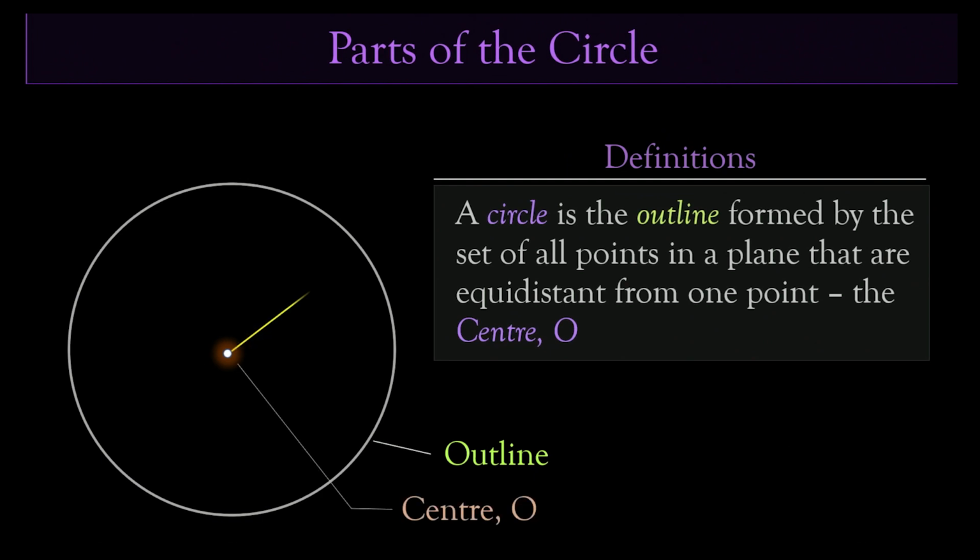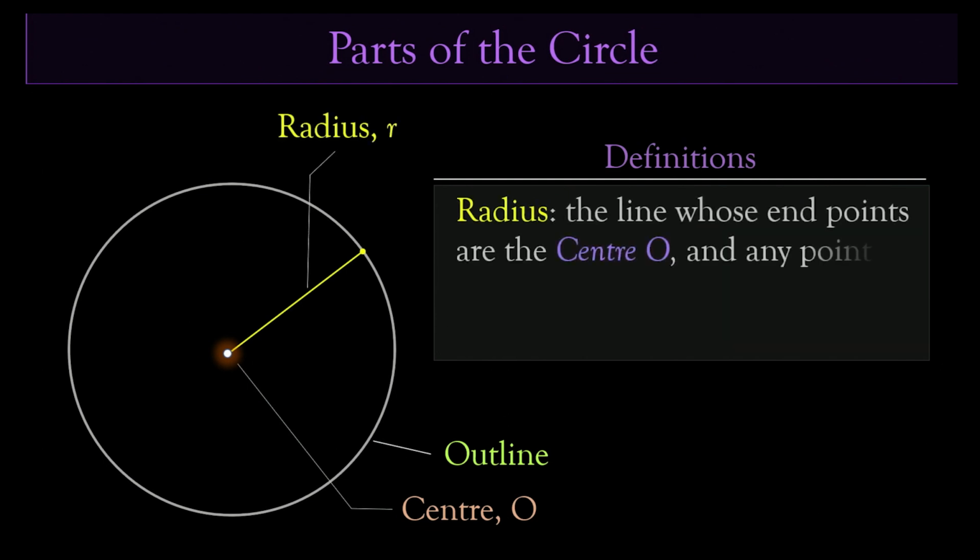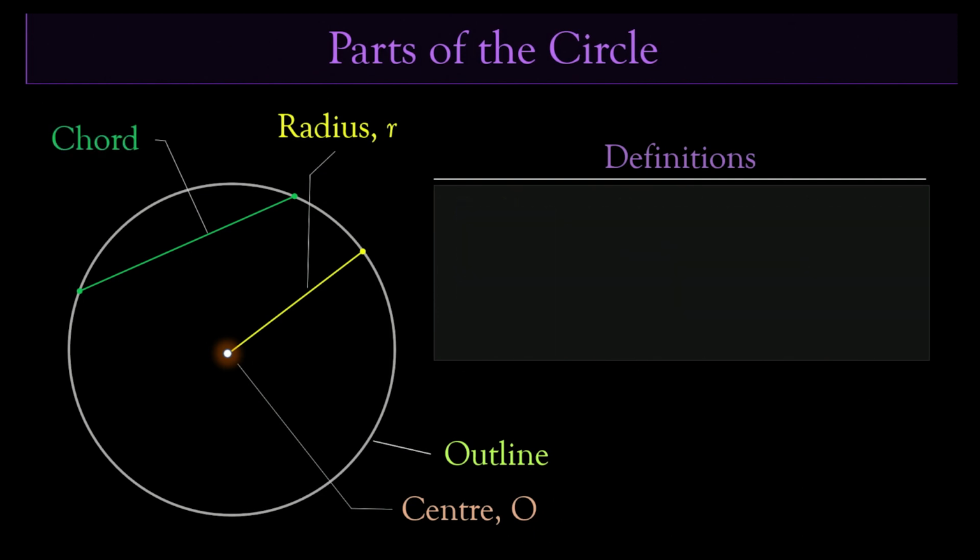Okay, and we can start defining some of the parts of the circle. That is called the radius. And how do we define the radius? It is a line whose endpoints are the center of the circle and any point on the outline of that circle. Okay, the next there, the green line, represents a chord.